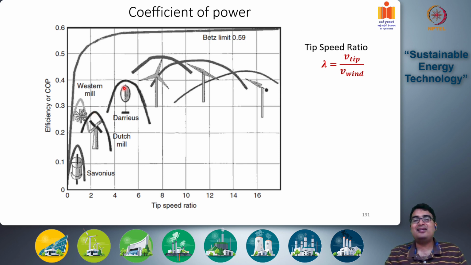A Darrieus is a kind of vertical axis wind turbine. We will not discuss that too much here because these are not usually used. Its tip speed ratio is around 0.45 and its efficiency is around 0.4. But these have lower efficiencies and are older designs, so they are not usually used nowadays. So this is the preferred design that is used.